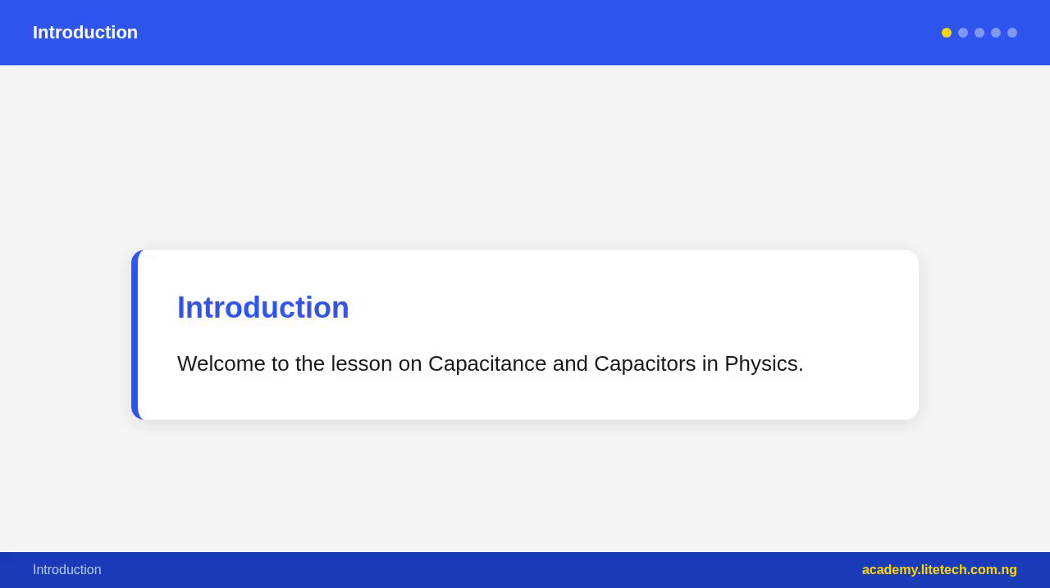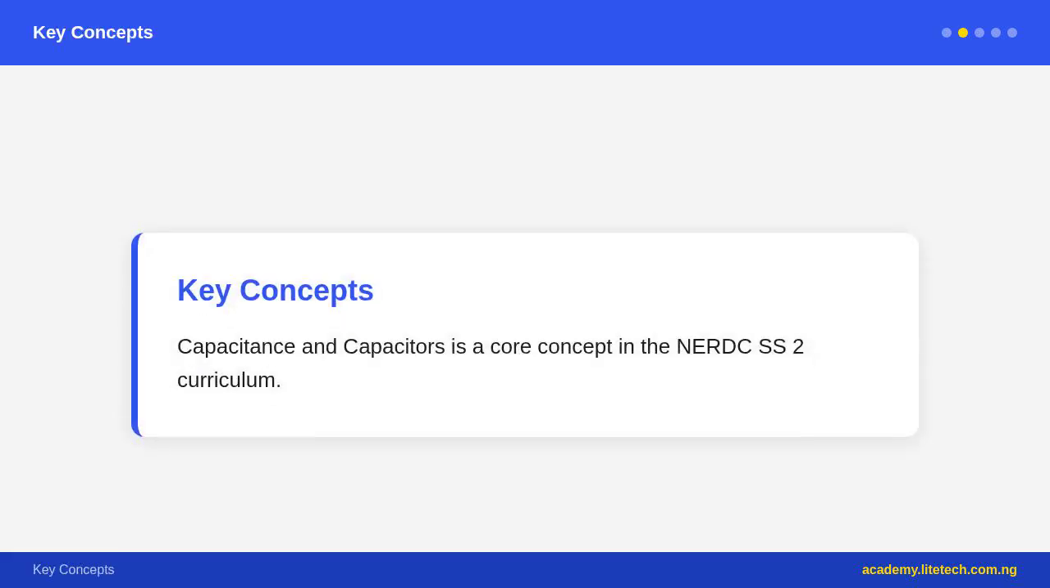Let us begin. A capacitor is a device that stores electric charge. It consists of two conducting plates separated by an insulating material called a dielectric. When connected to a voltage source, positive charge accumulates on one plate and negative charge on the other. The capacitance C of a capacitor is defined as the ratio of the charge stored Q to the potential difference V across it. Formula: C equals Q divided by V.